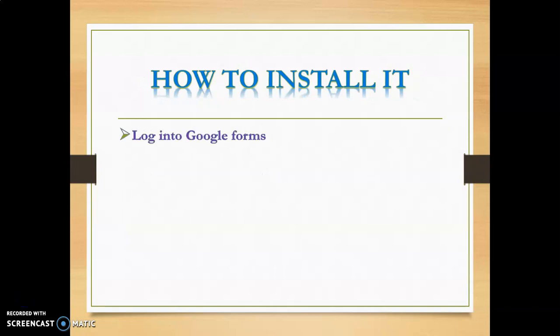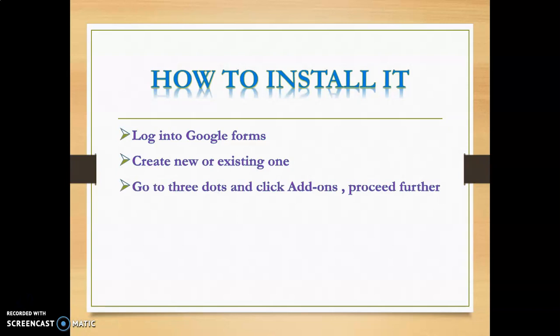How to install this Certify-M add-on? The first and foremost step is to log into Google Forms. Then create a new form, or you can use an existing one. Next, go to the three vertical dots at the top right-hand side. Just click that, and there will be Preferences. By clicking that, you can download the Certify-M add-on and proceed further. How to install the same?